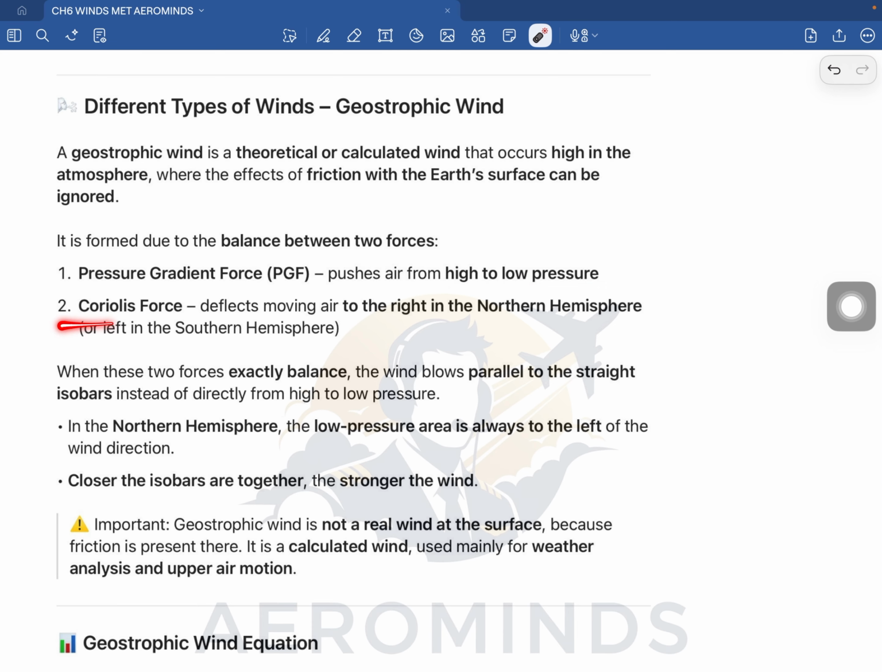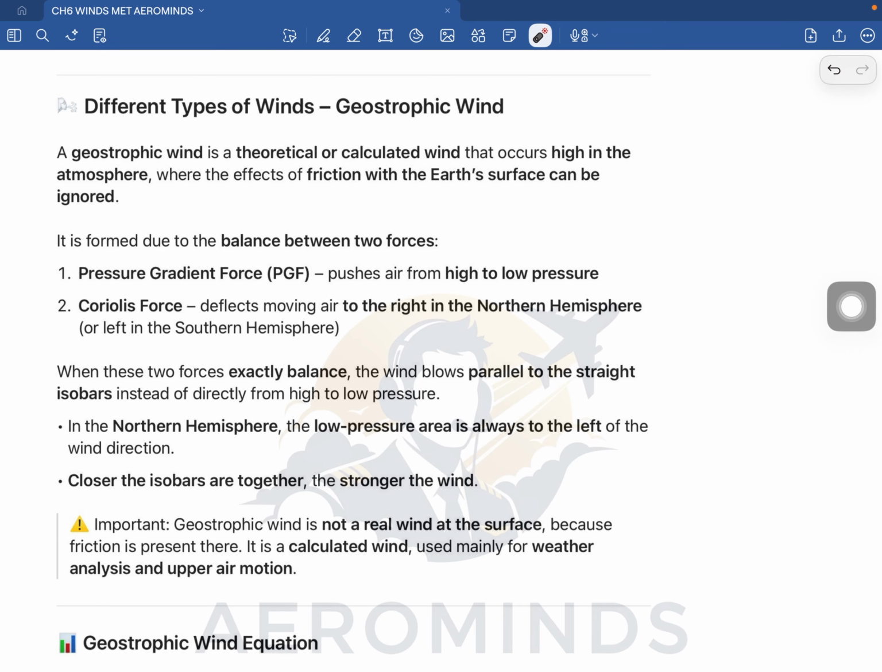The second is the Coriolis force. So Coriolis force is basically the force which exists because the Earth is rotating. Okay, due to the Earth's rotation. Now once the air starts moving, the Coriolis force deflects the air. In the northern hemisphere, it will deflect to the right, and in the southern, it will deflect to the left.